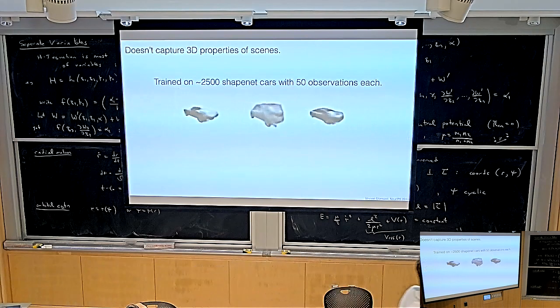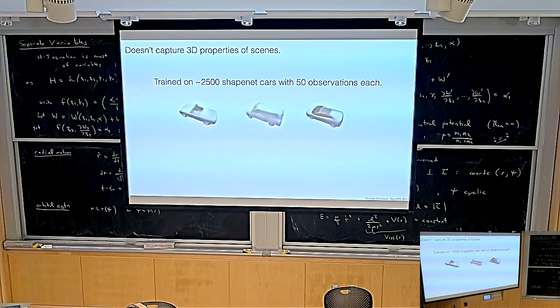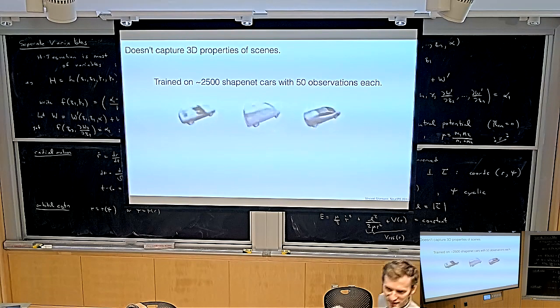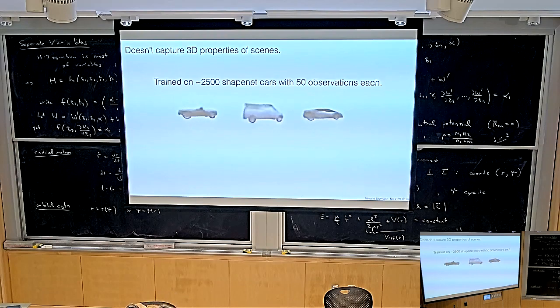So we train this on 2,500 ShapeNet cars, and this is what it looks like. So what do you think? I should also say, these are test objects, so these are cars that it hasn't seen at training time. I would say it's not terrible. It has gotten some critical information about each of the cars, but clearly this is far from ideal.